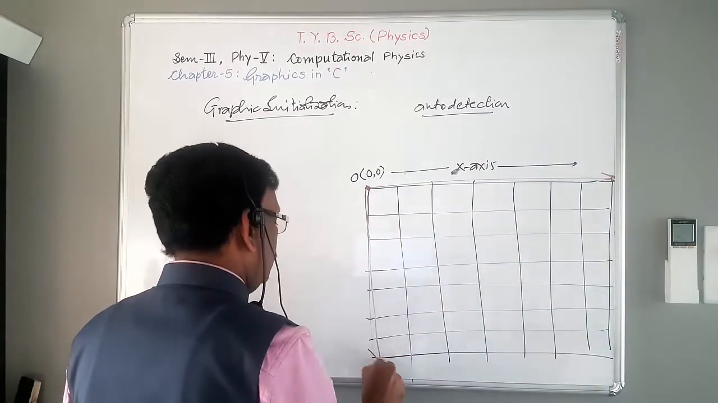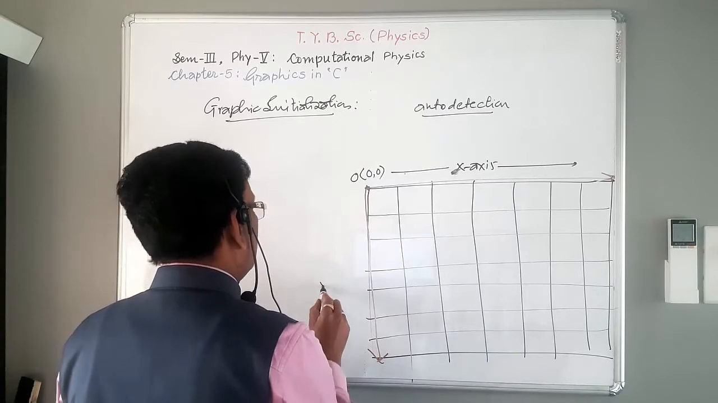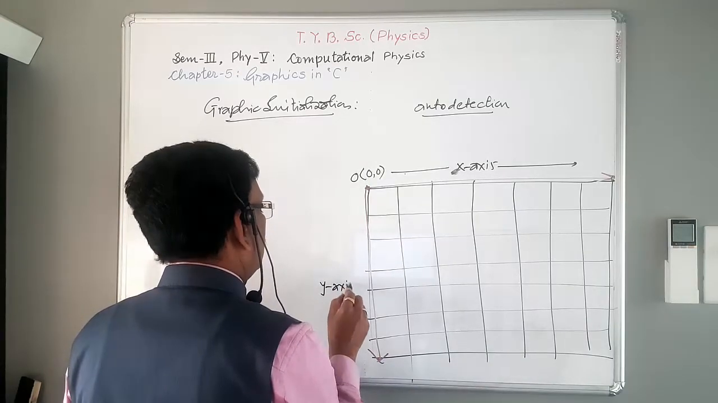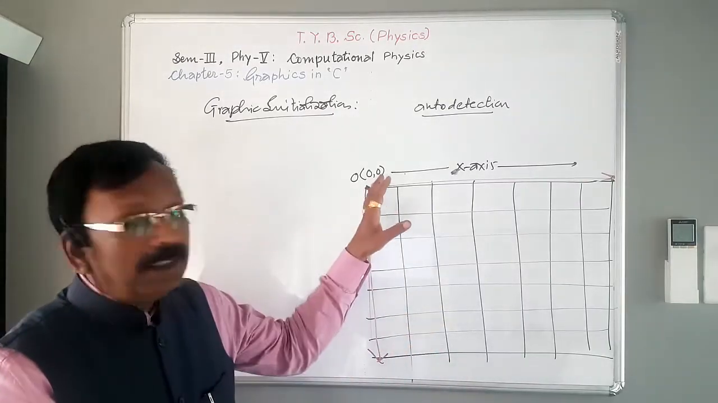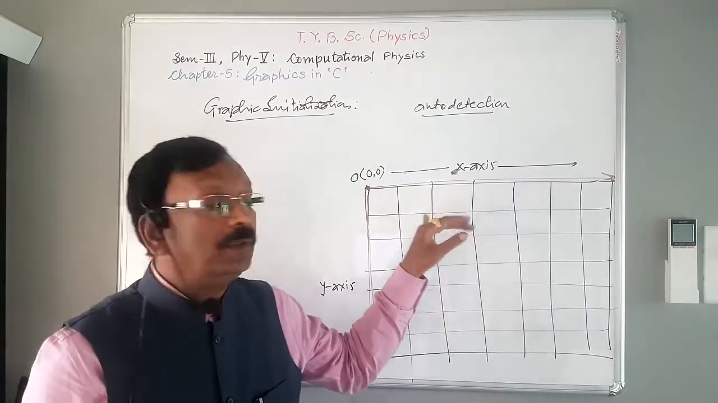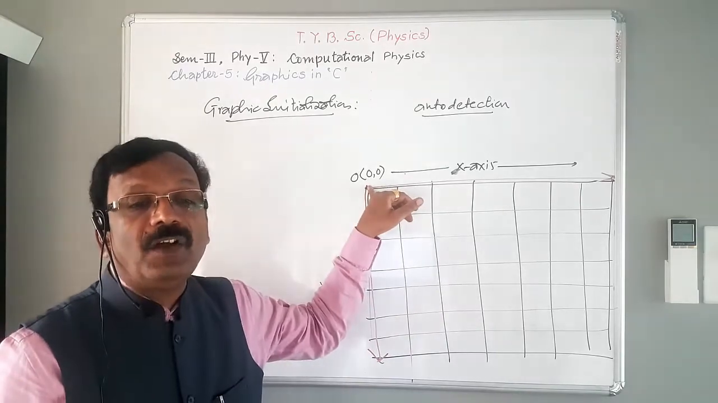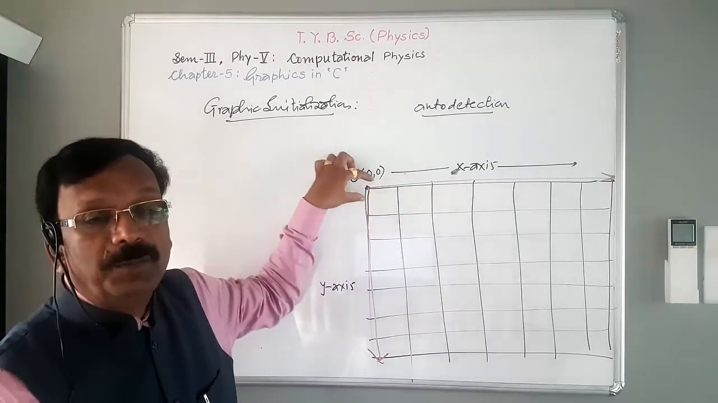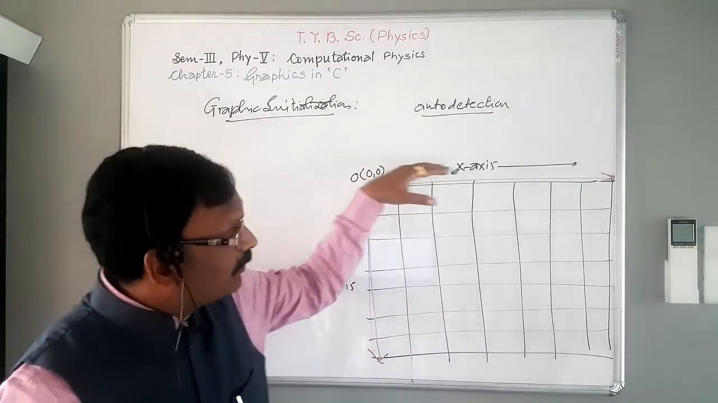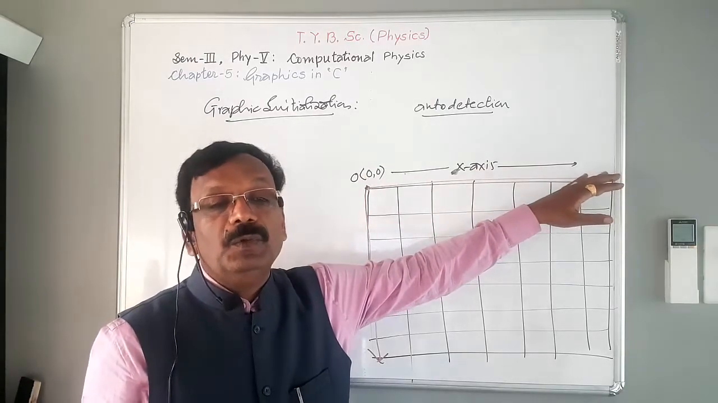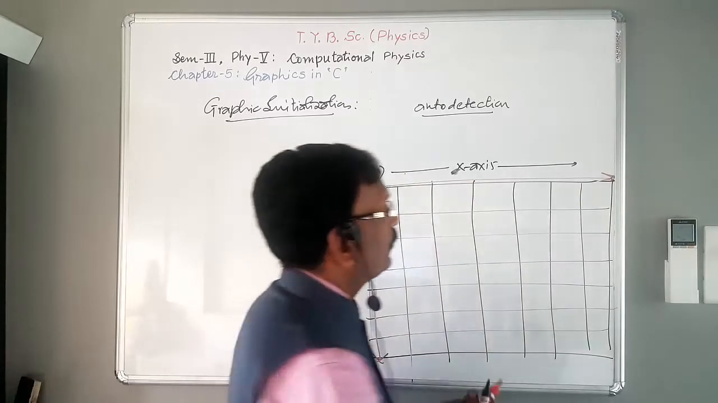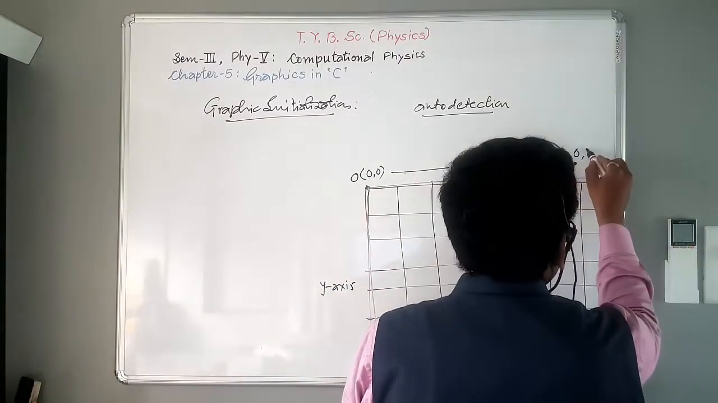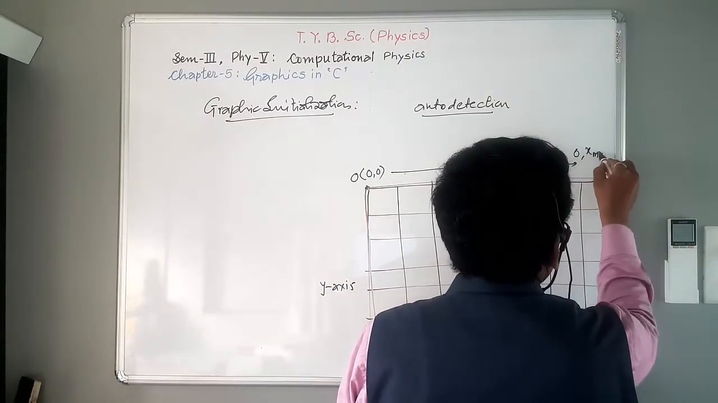And this is the y-axis. Now this is the origin, like this. In this screen coordinate system, the origin is at the top left corner. This is the top left corner. The x coordinate is increasing from 0 to x maximum.